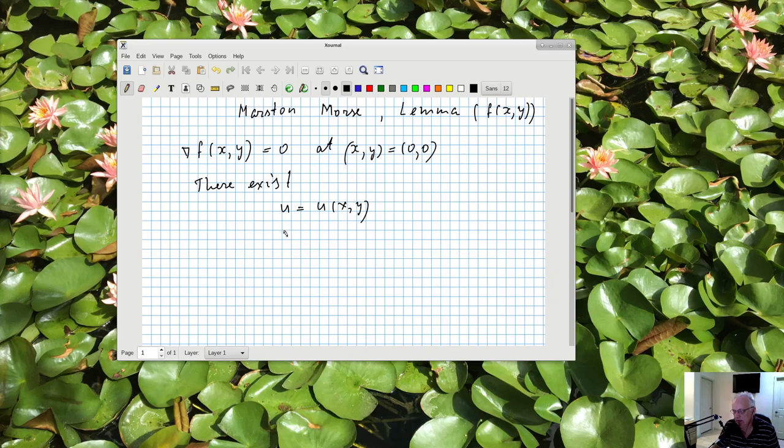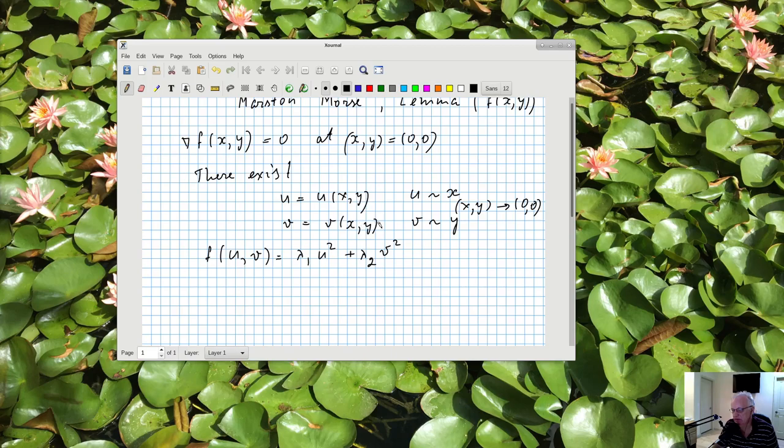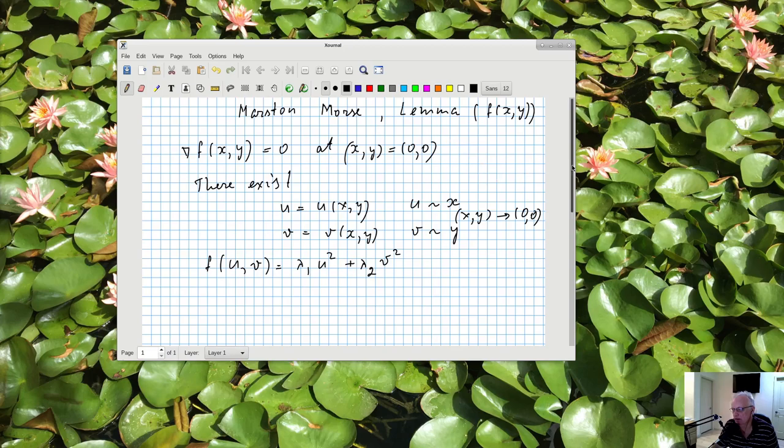I can do this change of variables, and my function f of u and v becomes the sum of squares. Of course, it works only for generic functions, generic in which sense I will explain in a moment. And this change of variables is one-to-one near the origin. And actually, u looks like x, and v looks like y, as long as x y is close to zero. And let's construct those functions. This is the Morse change of variables, and the existence of this change is normally known under the name Morse lemma.